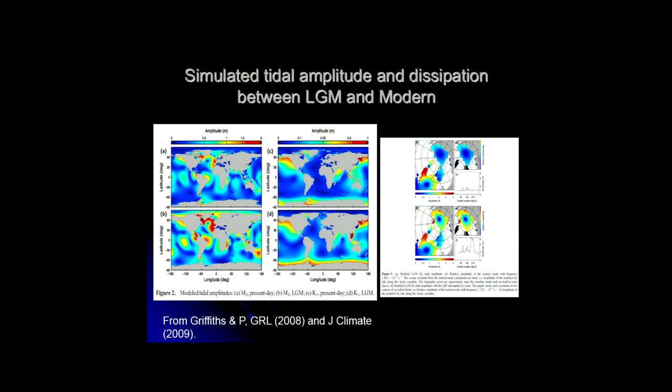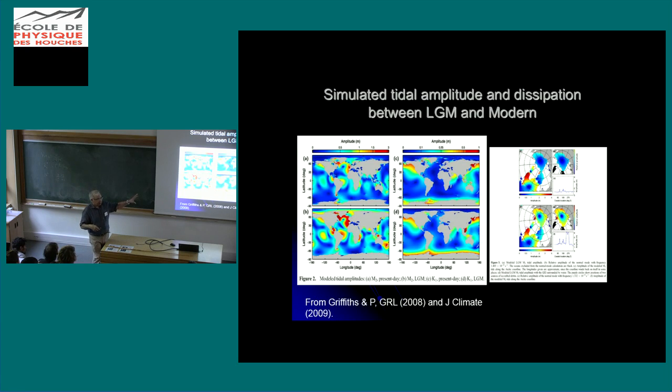Now, if we change the bathymetry of the oceans according to the methodology just described, where we've removed enough water from the oceans to lower mean sea level by 120 meters, we dramatically shift the tidal regime. So here in A is the M2 present day tide. In B is the M2 LGM tide. There are massive changes, especially in the North Atlantic. That tidal amplitude goes way up.